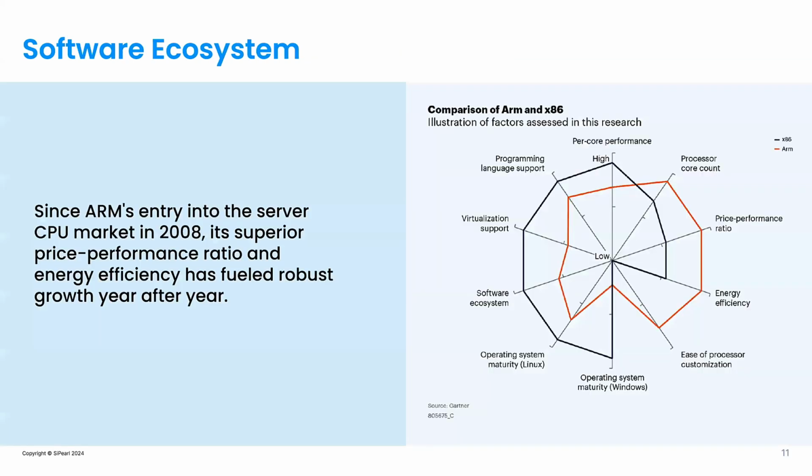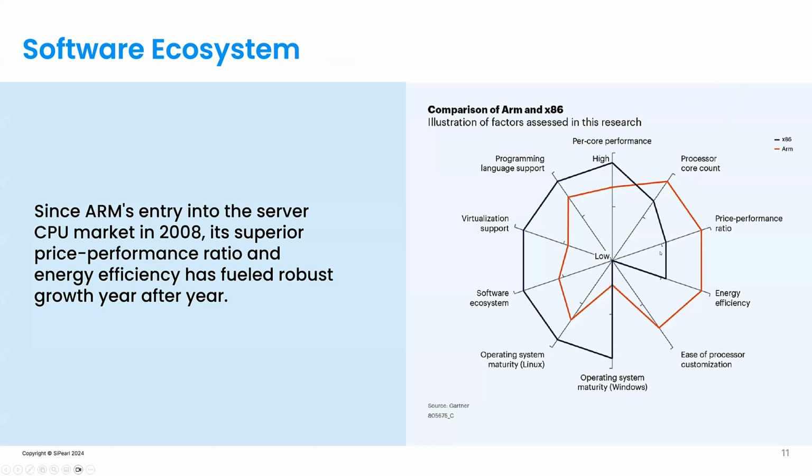Let's see now what the software ecosystem for ARM looks like at the moment. We have a Gartner spider graph here, where we see a comparison between ARM and x86 in terms of software and not only software. What we see is that ARM at the moment has a certain advantage in terms of processor core count, price performance ratio, energy efficiency, and also ease of process customization.